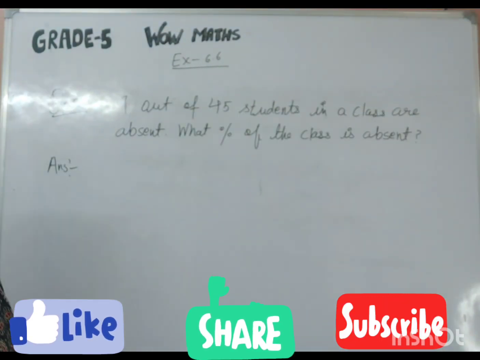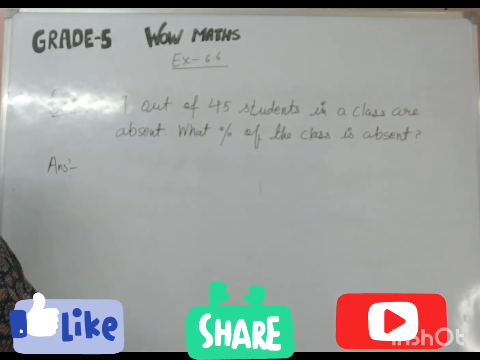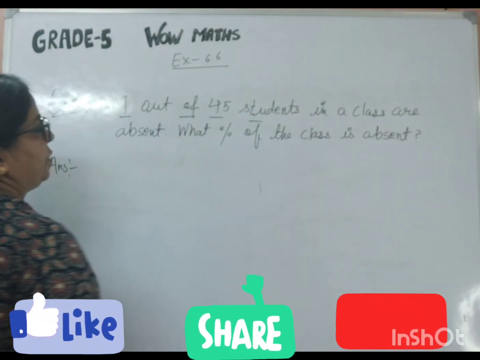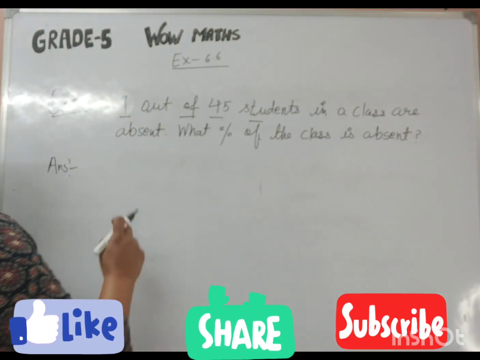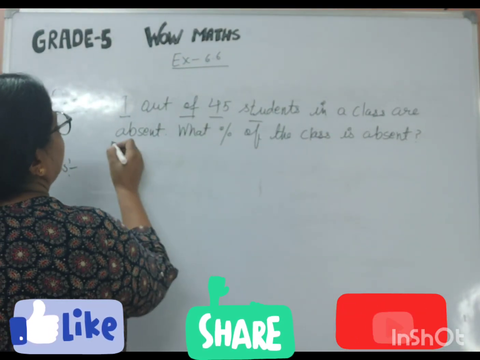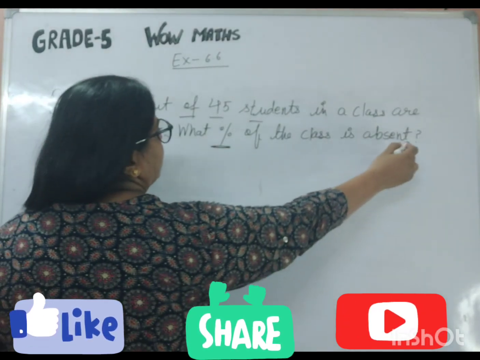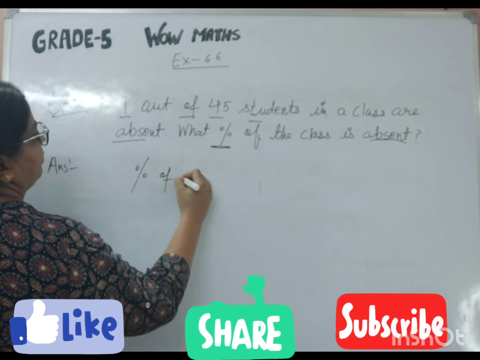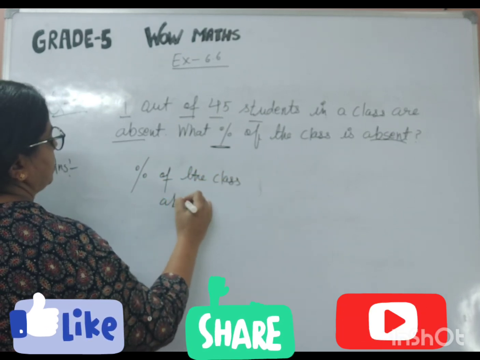Moving to the last question, question number 5 of exercise 6.6. Here are 9 out of 45 students. So the total strength of the class is given to you as 45. So 9 out of 45 students in a class are absent. You need to calculate the percentage of the class that is absent. So let's calculate the percentage of the class who are absent.